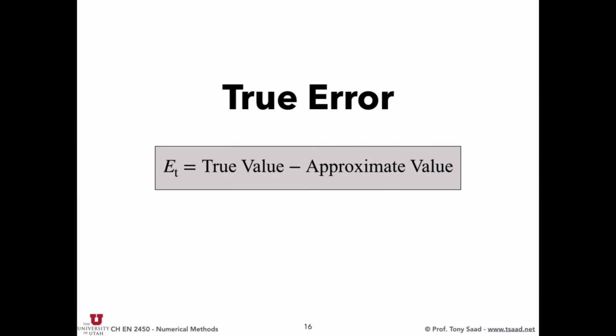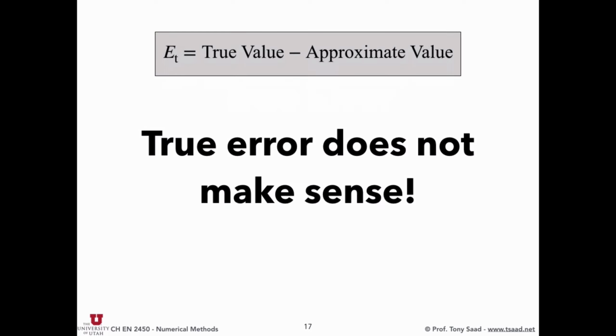So we said true error is equal to the true value minus the approximate value, and relative true error is the true error divided by the true value, which gives you a sense of scale and magnitude. But I'm going to claim the following: that true error does not make sense. Why is that?